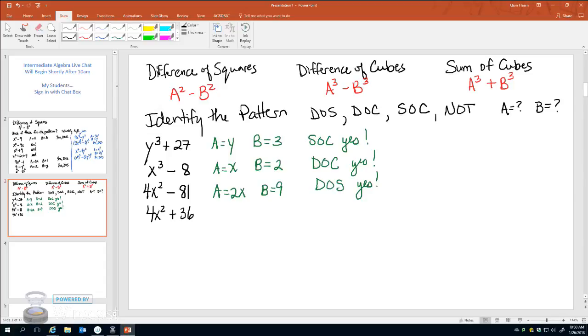So what we have here is actually called a sum of squares, and it doesn't factor, so it's not a pattern that we're interested in. So I'm just going to say no. It does not fit any of these patterns.